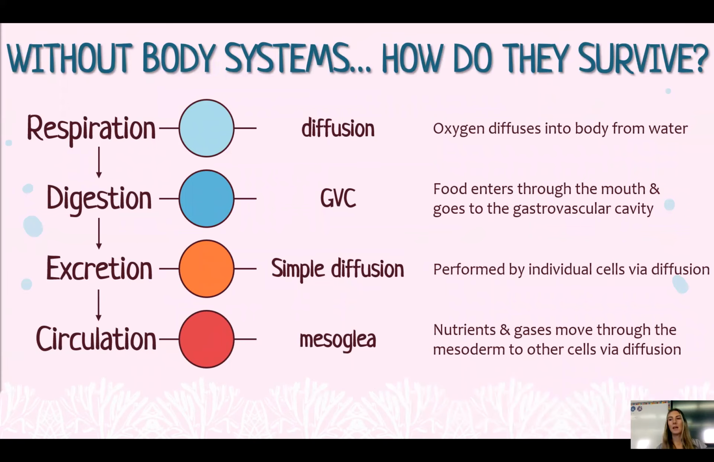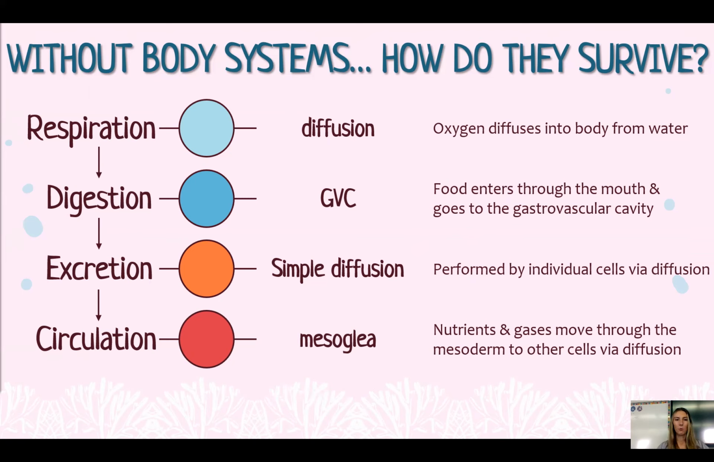So without body systems, how do these jellyfish actually live? How do they survive and get the nutrients that they need? We're going to break it down into 4 or 5 main categories. First one is respiration. The oxygen they need is going to diffuse into their body from the water. Then digestion: they use that gastrovascular cavity that we saw. They have food enter through their mouth and go into that cavity.